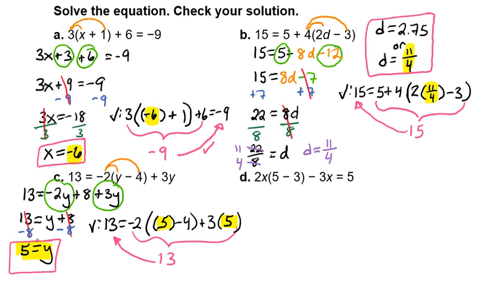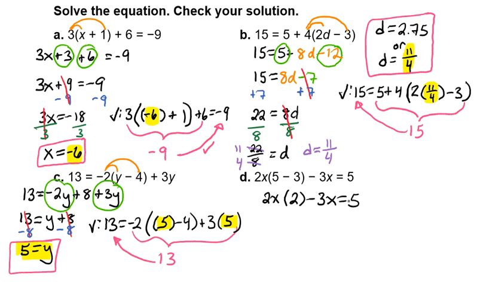So I want you to go ahead, and this one's a little bit different for D because instead of just having a number out front of our parentheses, we have a 2x. So I want you to think, is it best to distribute the 2x right now, or should we subtract the 5 and the 3? I agree. We should subtract the 5 and the 3. So we're going to have 2x times 2 minus 3x equals 5.